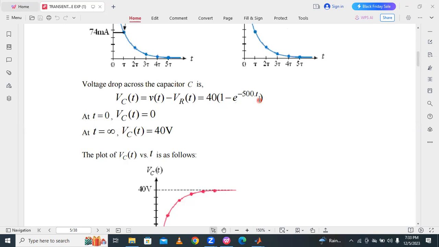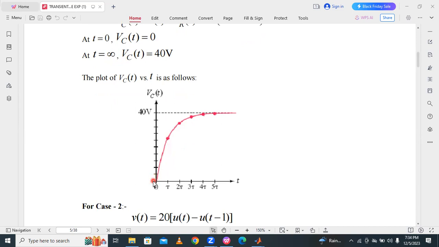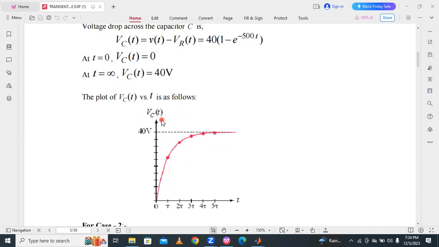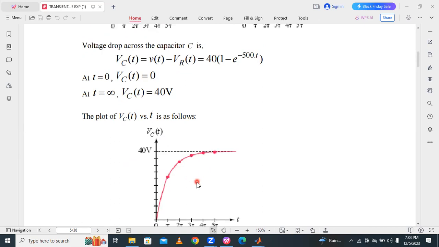Then for VC of t, substitute t equal to 0 in this equation. e power 0 is 1, 1 minus 1 is 0, so the voltage across the capacitor at t equal to 0 is 0. At t equal to infinity, the term e power minus 500 t becomes 0, and only 40 remains, so VC of t at t equal to infinity is 40 volts. That is, at t equal to 0 it is 0, and at t equal to infinity it is the maximum voltage, 40 volts. Like this, we can understand the response of the electrical circuit, called the RC circuit.